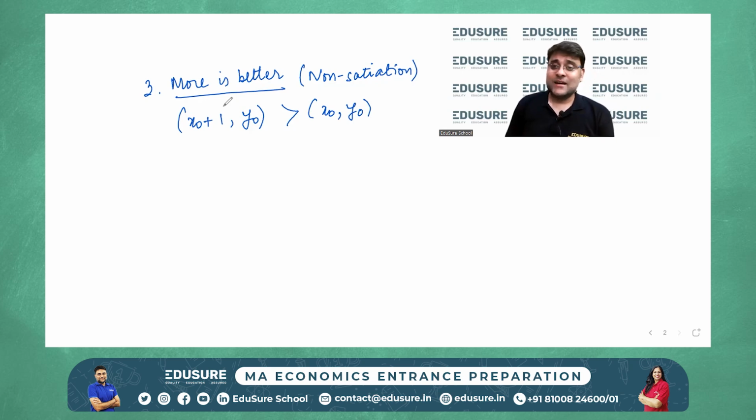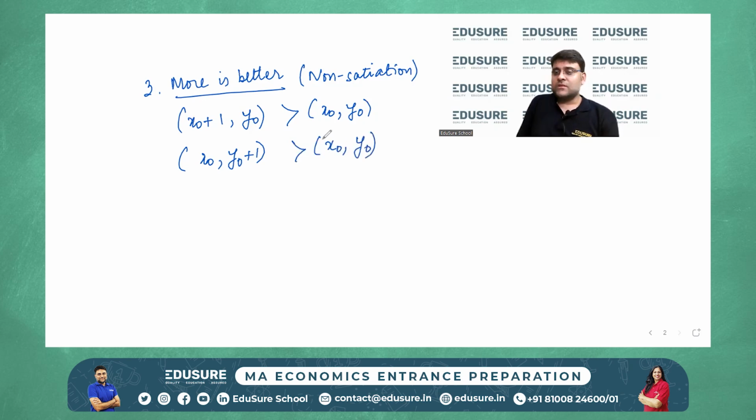Non-satiation basically means that the goods X and Y are both increasing my utility, are both preferred by me. So if I increase my X or my Y, this will also hold. If I increase my X, obviously it is preferred over this. If I increase my Y, obviously it is preferred over this again. So more is preferred to less. This is again a property which the consumer should satisfy.